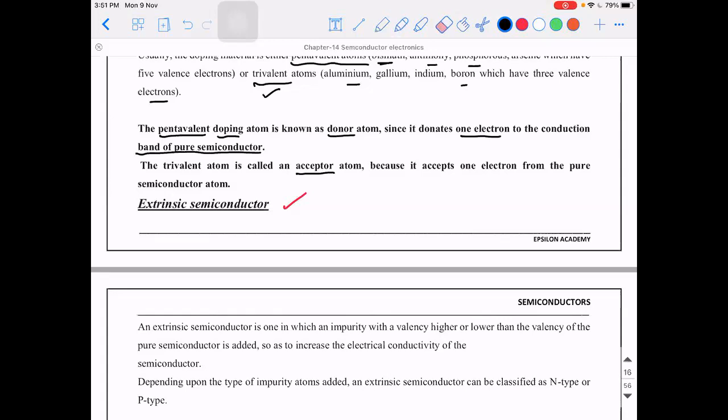Sir, so when we add trivalent atoms, we get hole current, is it? You will not get hole current. You will have excess holes. Current is a secondary action. You will have excess holes. Okay, sir. Okay.